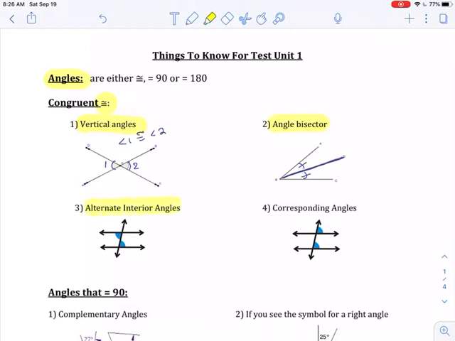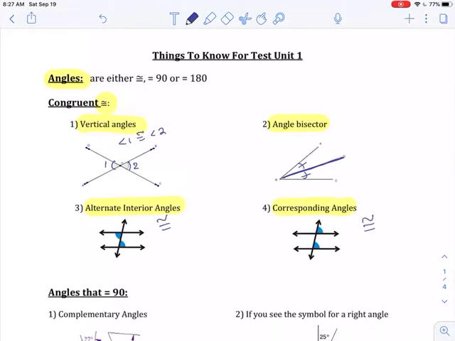If you have parallel lines, alternate interior angles are congruent. So those are the blue angles that we have right there. They're interior, they're between the parallel lines, and they're on opposite sides of the transversal. But alternate interior angles are congruent, and corresponding angles are congruent. So corresponding angles are those blue angles right there. They're both in the same spot. They sort of correspond, they match up to each other. They're also congruent to each other.